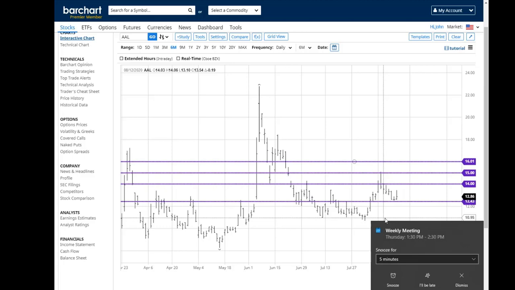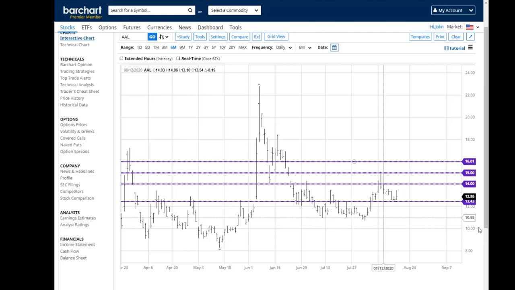Which one could be more likely to happen? And in this case here, $14 definitely looks like it's very achievable. My $15 is my most recent pivot high, so that could be a good target for you as well. The 16 is a little bit farther away. There's probably a little bit less probability that we're going to go to that value. So I like the 14 and the 15.